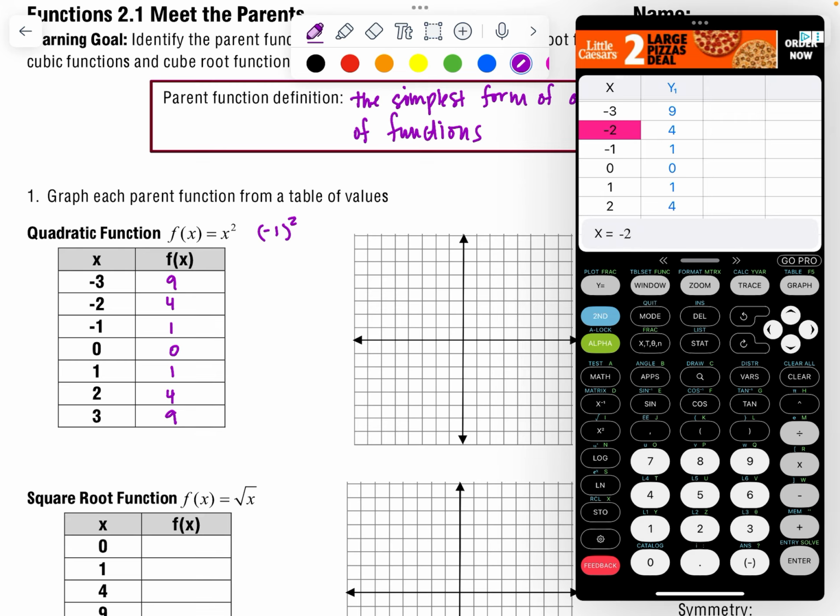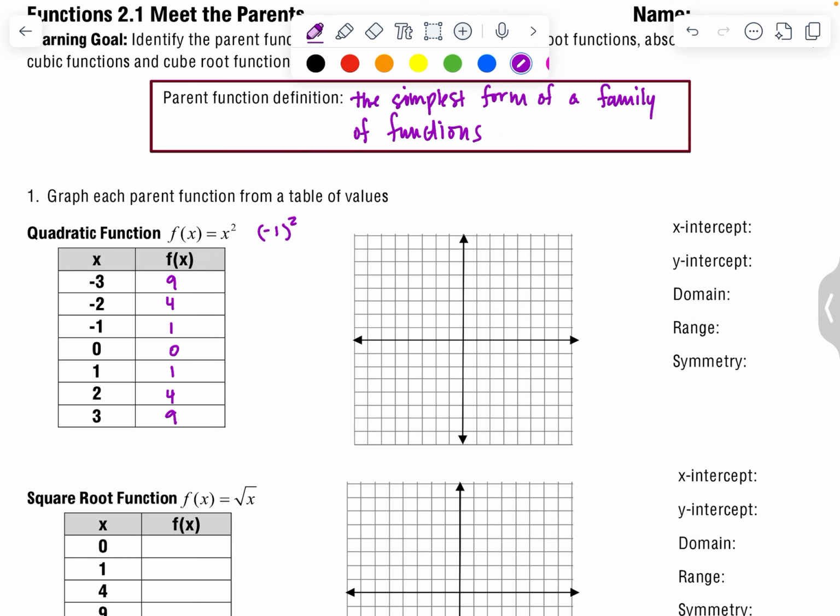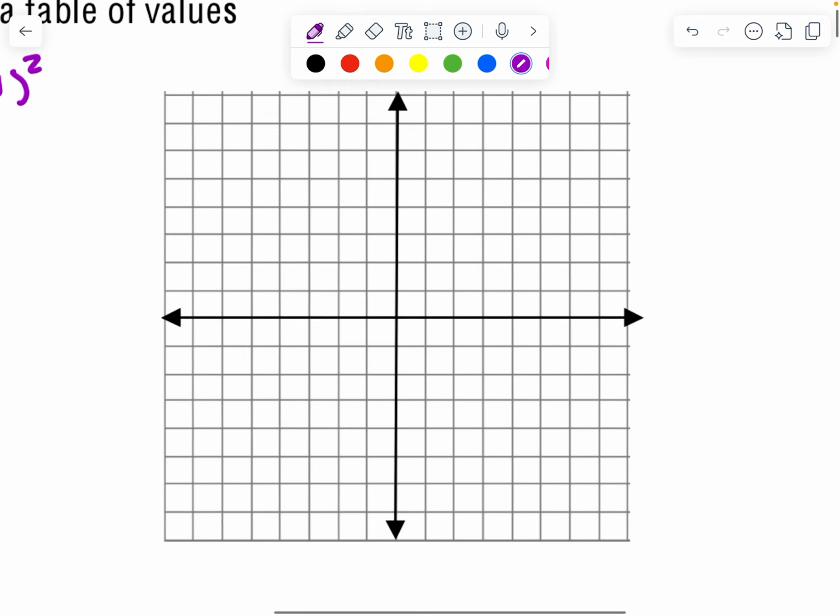And I'm going to keep it in this window starting at negative 3. We see it's 9, 4, 1, all the y values, 0, 1, 4, and then I could scroll to 9. So you could actually see all this also on your graphing calculator. So if we actually do this here, 0, 0, 1, and then 2, 4, 3, 9, which is off of our graph it looks like. So 1 to the left.